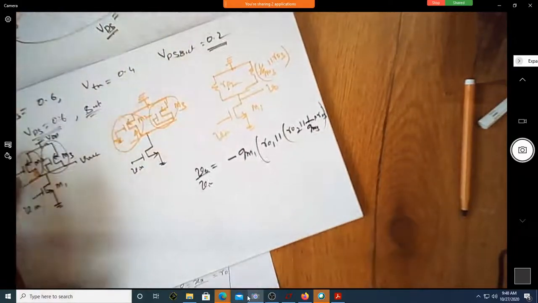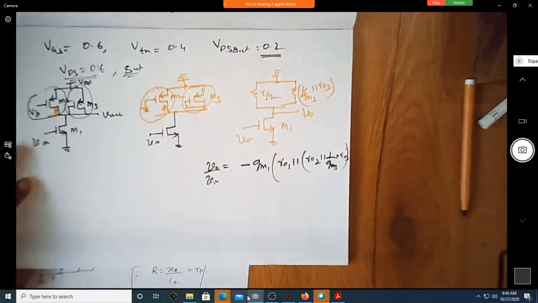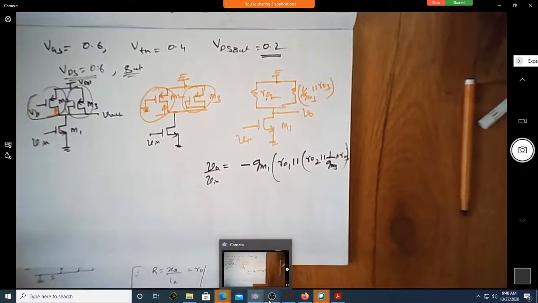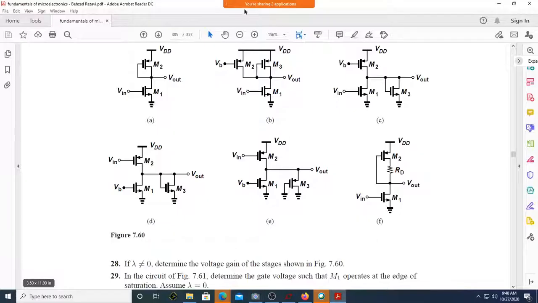Is this fine? Yes, sir. See, such a complicated circuit diagram, whatever you had, has now been reduced. Okay, what is the effectiveness of M2 and M3 now? What is the role of M2 now?